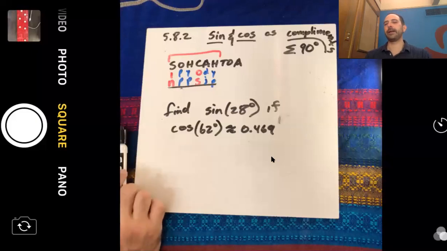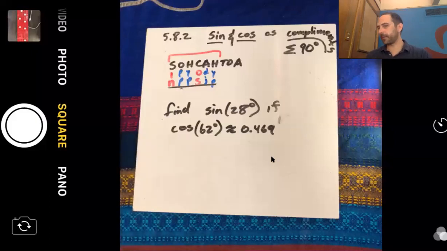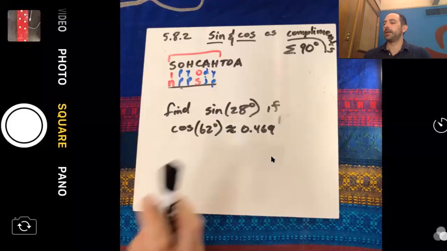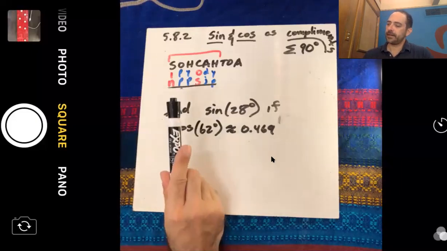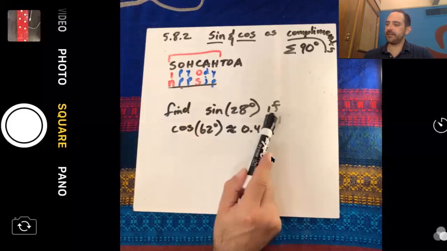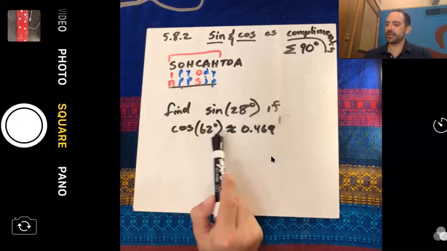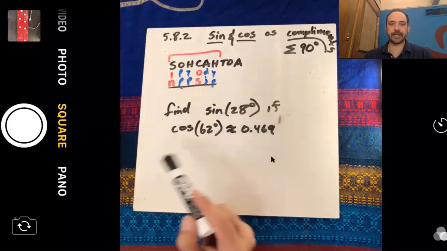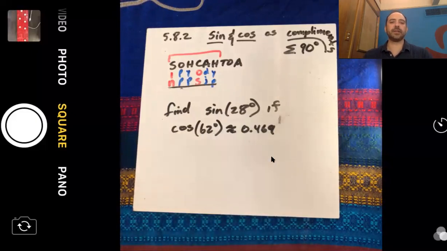All right, here we're back. In this case, this is an example problem from the workbook. Let's see. So we're looking at this problem. Find the sine of 28 degrees if the cosine of 62 degrees is 0.469. So let's go ahead and look at this. First off, let's use one of our identities here. Let's set up our identity.